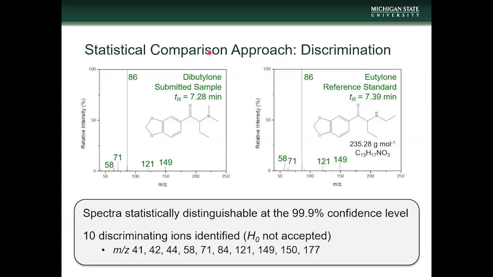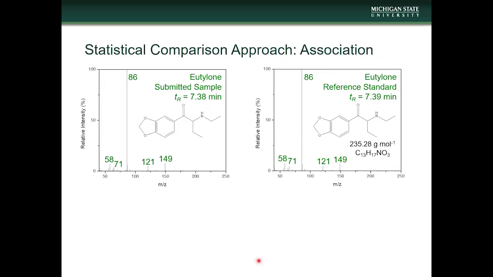So that example was, again, that dibutylone to utylone example. So now we can say that while we can see that there are visual differences, we can now confirm that there are statistically significant differences in intensity, and we can return the number of ions for which those differences are significant, allowing discrimination of these two cathinones. And I'll come back in a little bit and talk more about these particular ions. But I just wanted to show an example of association to show the other side of it.